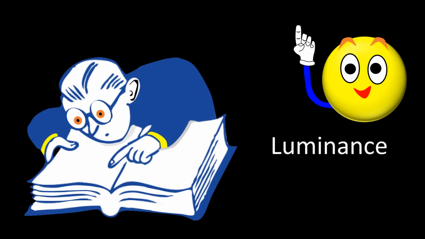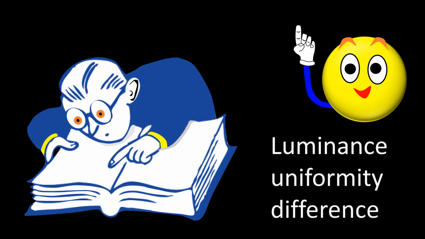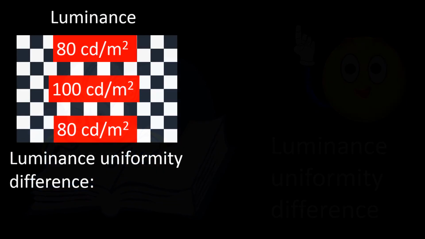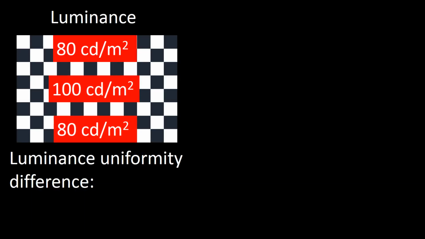One more point regarding luminance. Luminance uniformity difference. Luminance uniformity difference refers to the difference in luminance that can be, and usually is, present in the checkerboard between the center and the periphery of the board. I am representing it here as 100 candelas per square meter in the center and 80 in the periphery, yielding a luminance uniformity difference of 20%.